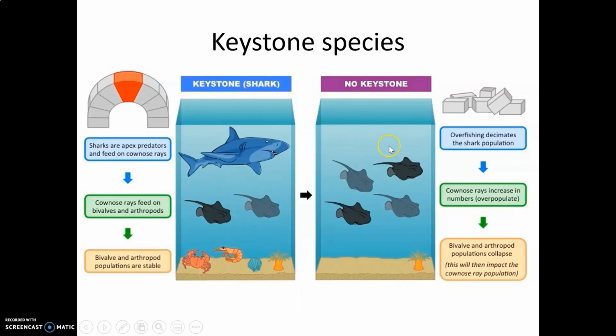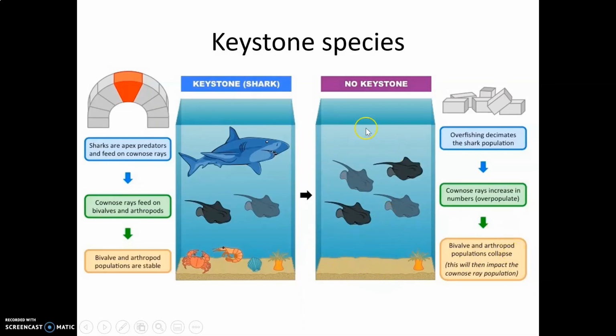What then happens is that if the shark is removed, and this happens sometimes due to overfishing, then there is nothing to keep the cownose rays in check, so to speak. So the population of these would start to increase a lot, and this also means that they would eat more of the bivalves and the arthropods. So the population of those would simply collapse, and some of them might even die out and disappear completely.